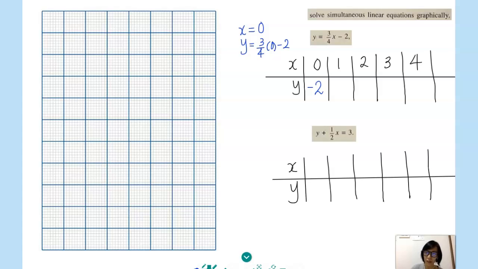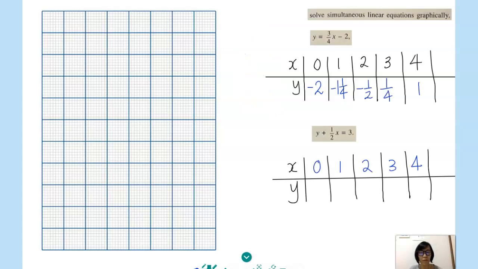If you're not sure of the second one, let's try one more. When x equals 1, I'm sorry, y equals 3/4 times 1, so I'm substituting x equals 1 here, minus 2, so that would give me -1 and 1/4. Okay, so do pause the video and try filling it up. Right, so I hope you have filled in the coordinates for the first equation.